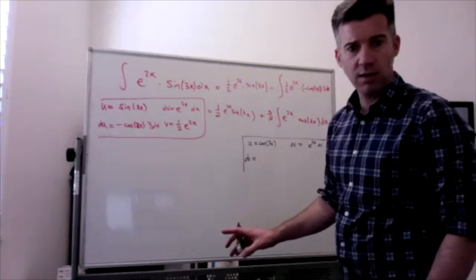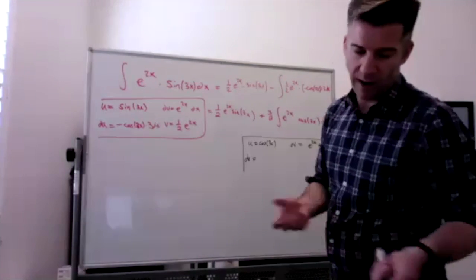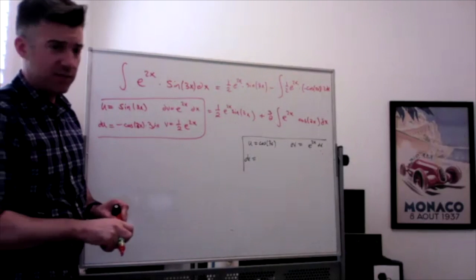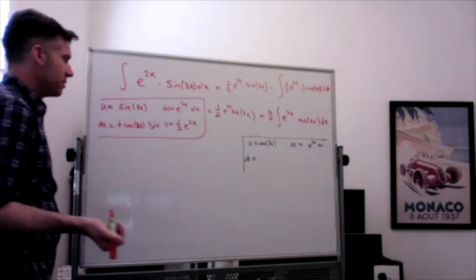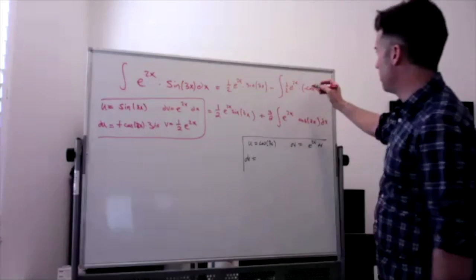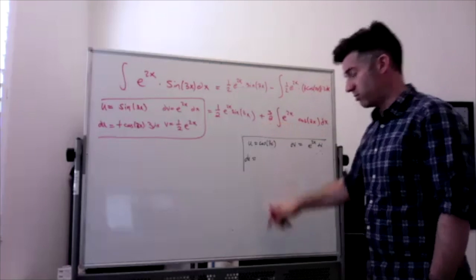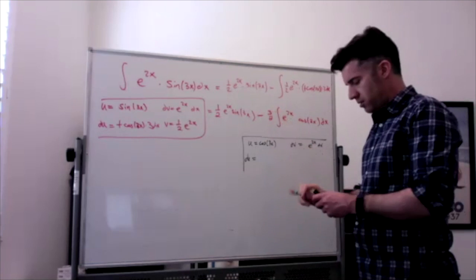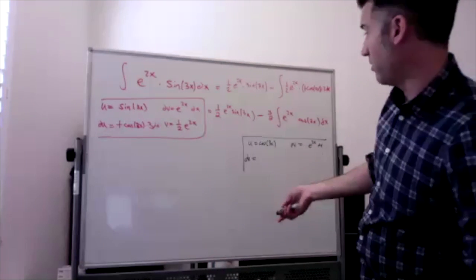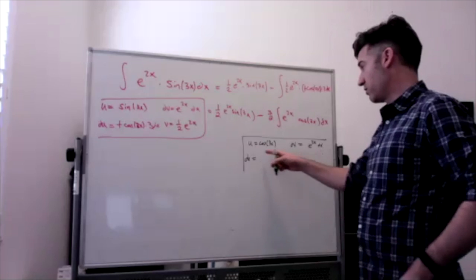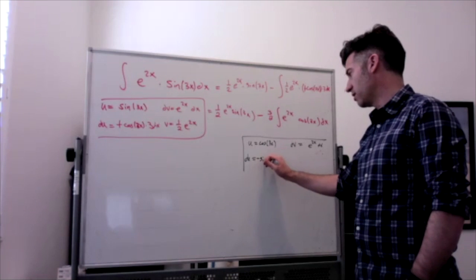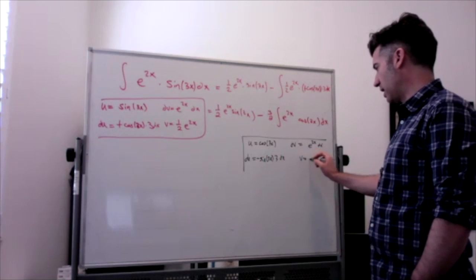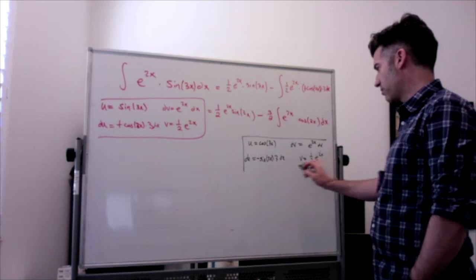My du, my derivative of cosine, is negative. Oh, I made a mistake. My mistake was I accidentally put a negative sign on the earlier du. The derivative of sine is not negative cosine. The derivative of sine is positive cosine. Meaning, this should be positive there, meaning this should actually still be negative there. Because the derivative of sine is positive, I know that because I know the derivative of cosine is negative. So the derivative of cosine of 3x is negative sine of 3x times 3 dx. And v, once again, is 1/2 e to the 2x.